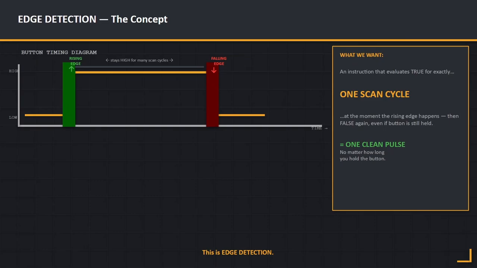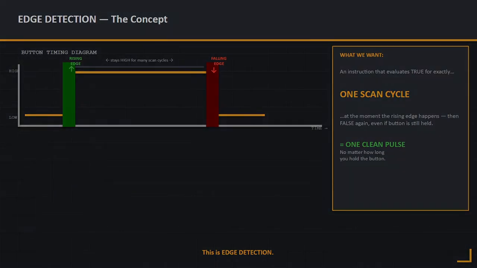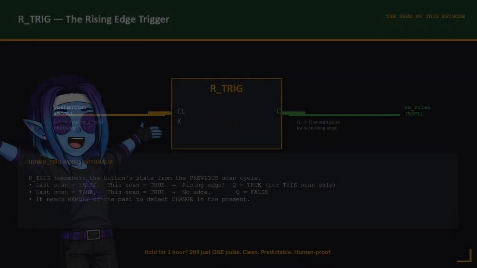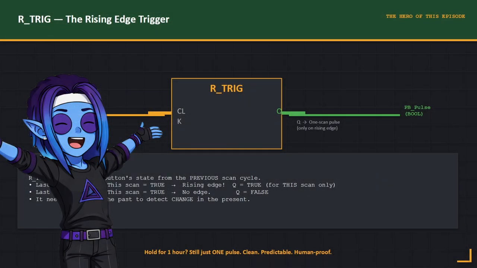The moment the rising edge happens, it goes false again, even if the button is still being held. So it gives me one clean pulse, no matter how long I hold the button. One clean pulse, one scan cycle wide. That is edge detection.